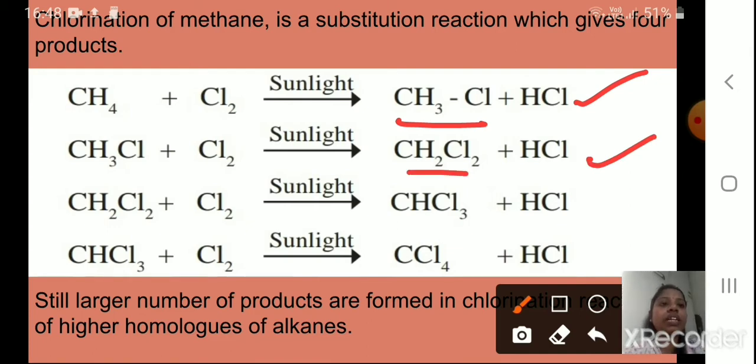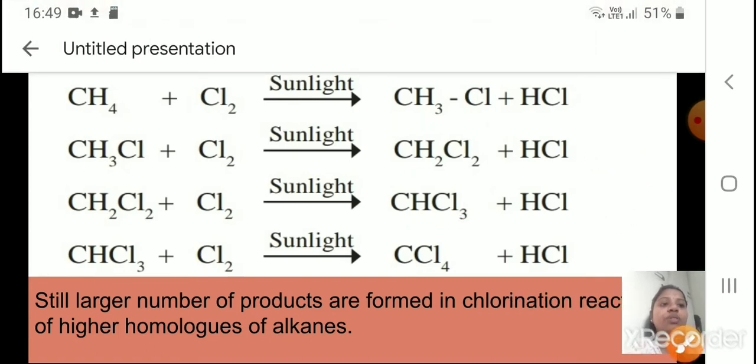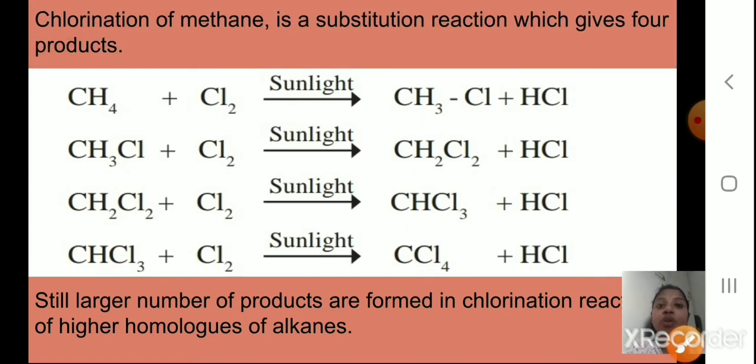Now CH2Cl2 plus Cl2, in the presence of sunlight, important, you will get CHCl3 plus HCl. Then CHCl3 plus Cl2, in the presence of sunlight, gives CCl4 plus HCl. Students, this is the type of chlorination which occurs in methane. A still larger number of products are formed in the chlorination of higher homologues of alkanes, so more and more products can be formed in higher alkanes.